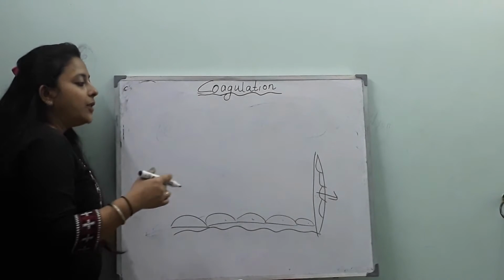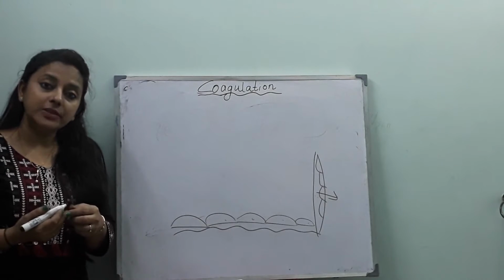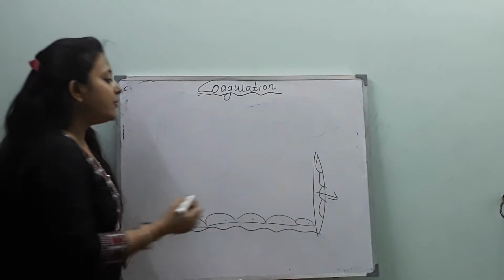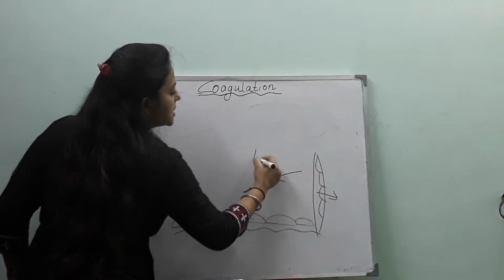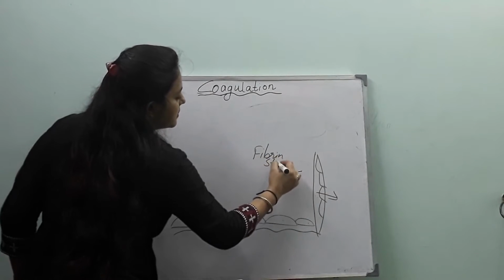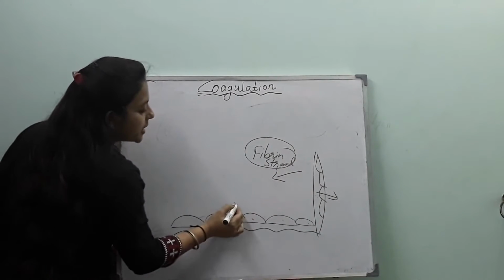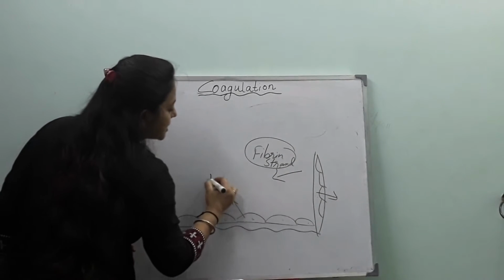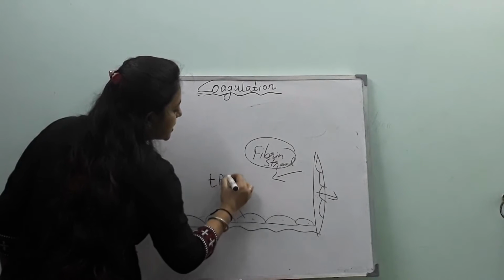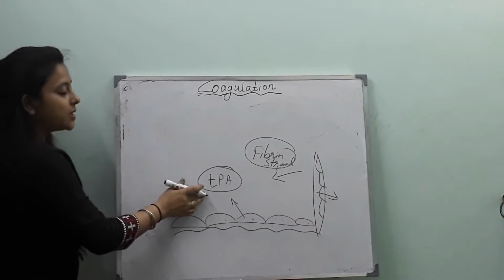Okay, and what is coagulation? Coagulation is the conversion of fibrinogen into fibrin strand. As soon as any fibrin strand enters in this area, what happens? Immediately the healthy endothelium activates the tissue plasminogen activator. Okay, and what is the function of this tissue plasminogen activator?